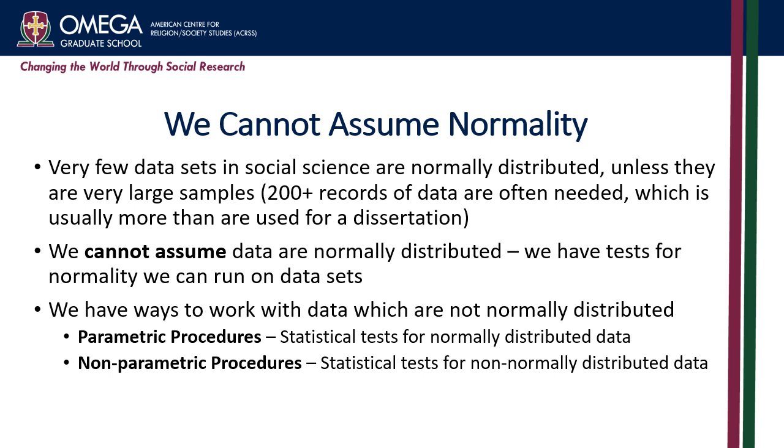And when we get to statistical tests, we'll see why that's very important. And we have ways to work with data which are not normally distributed. So in statistics, and we will discuss this later on, there are two types of procedures that we can use. Parametric procedures, which are statistical tests for normally distributed data, and non-parametric procedures, which are statistical tests for non-normally distributed data. And we need to know when to use which kind of test. And by and large, there are non-parametric procedures for every parametric procedure. So there are ways around having data which are non-normally distributed. And usually OGS students are working with non-parametric procedures.